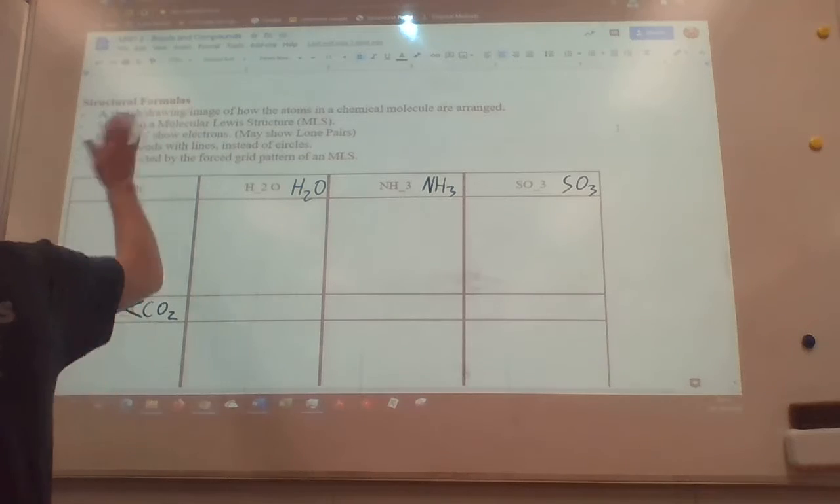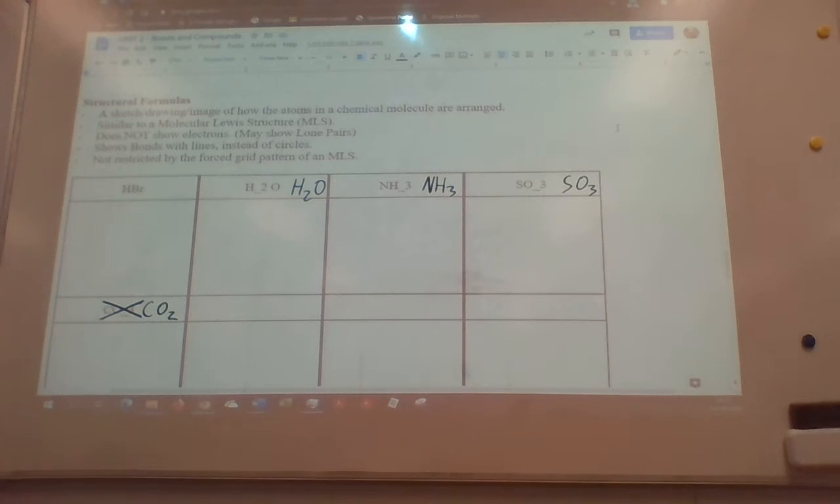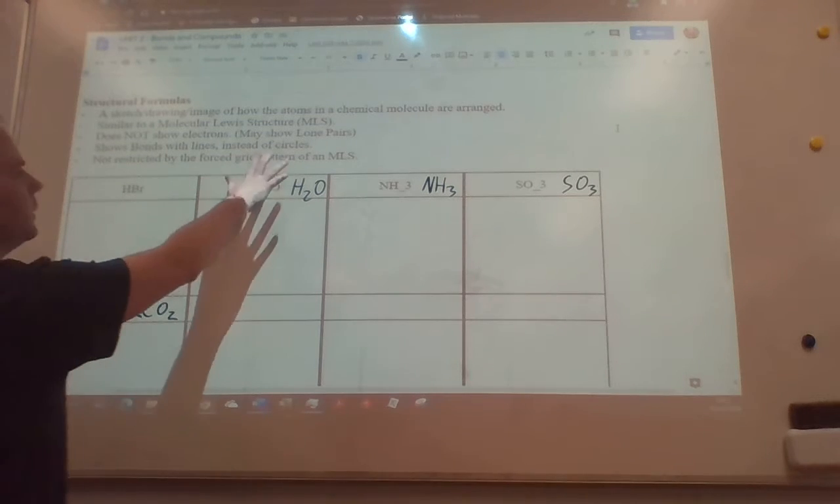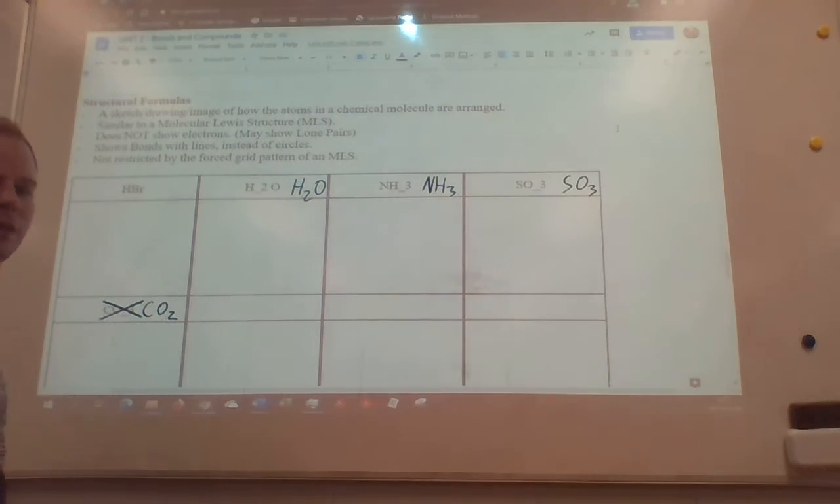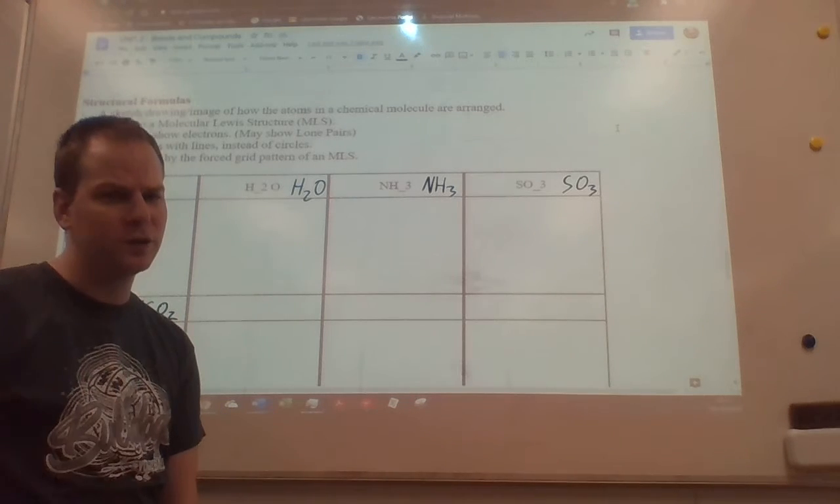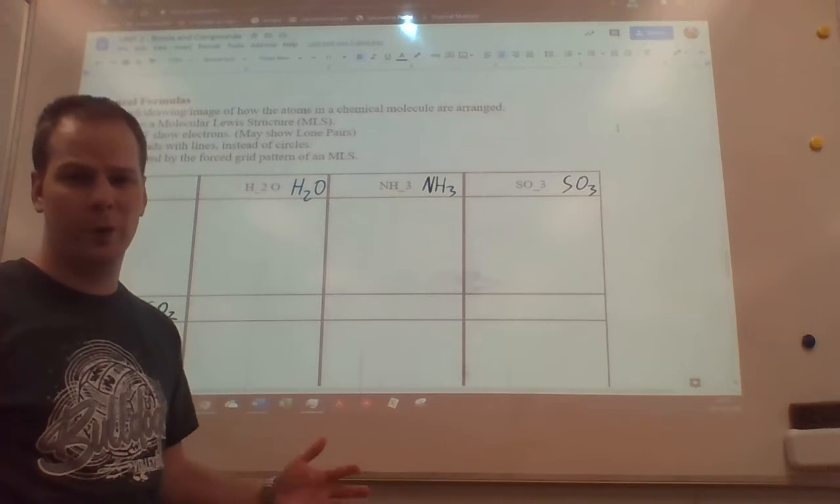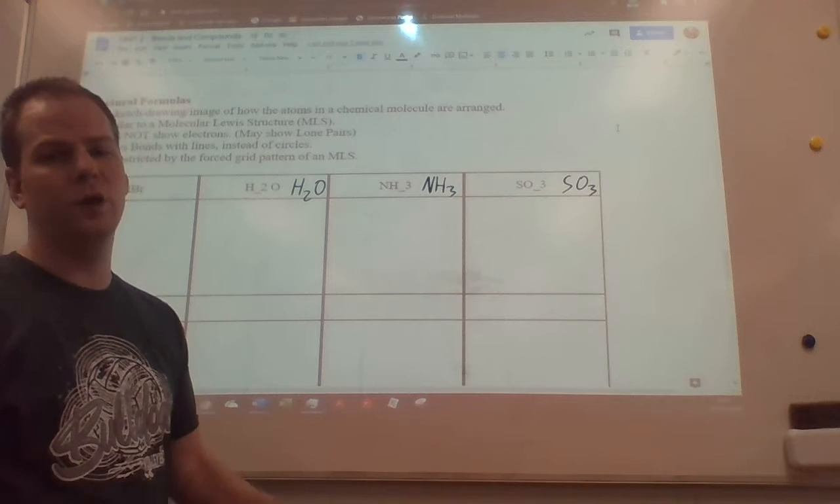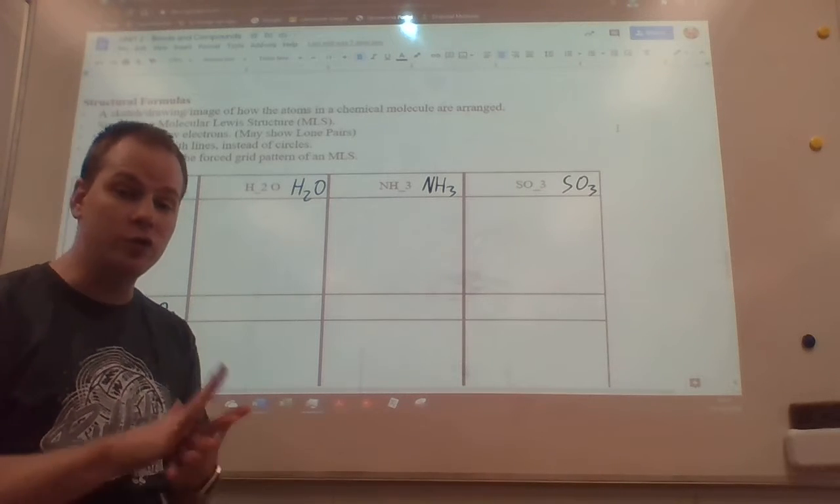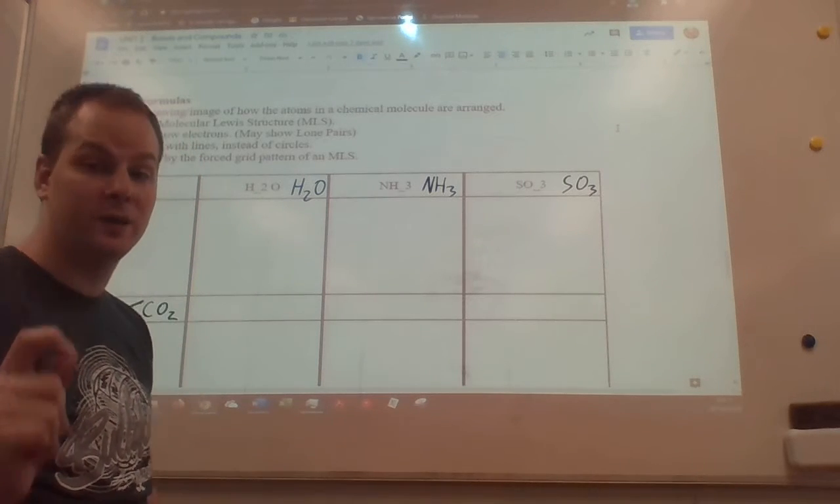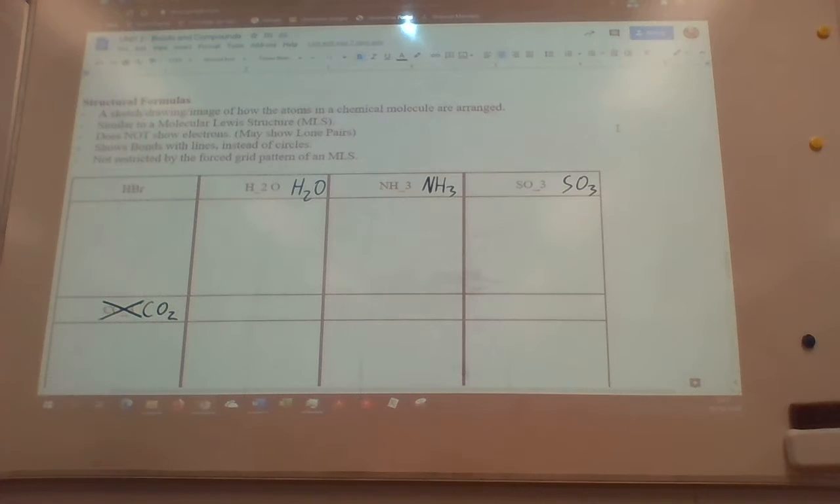Okay, in a structural formula, we don't actually show all of the electrons. Sometimes you'll see the lone pairs. Sometimes you do, sometimes you don't. Depends on who you're working with. I go back and forth, if I'm completely honest. So, something to keep in mind. But you do not show your bond pairs ever.